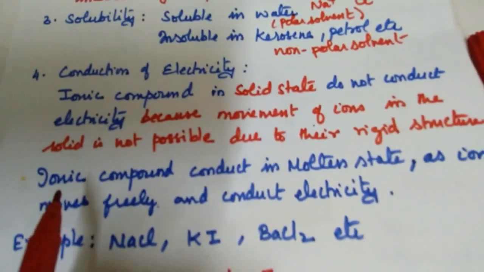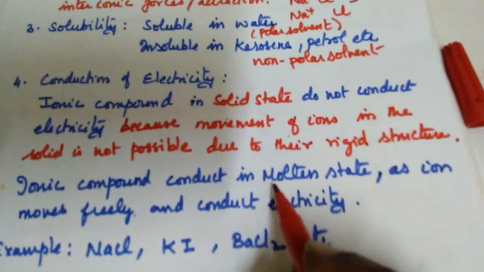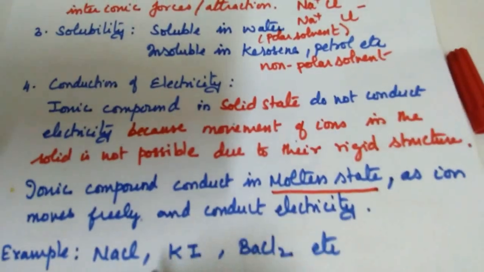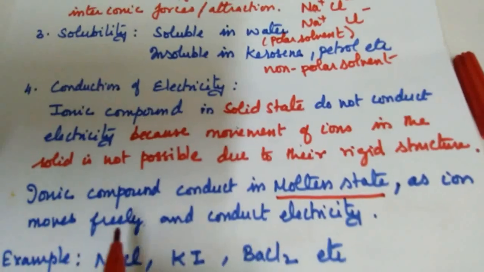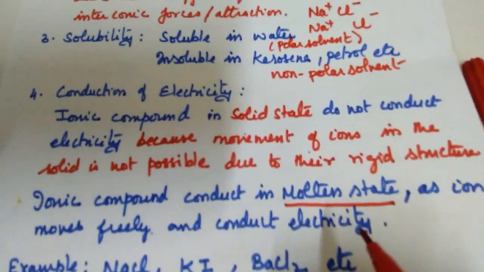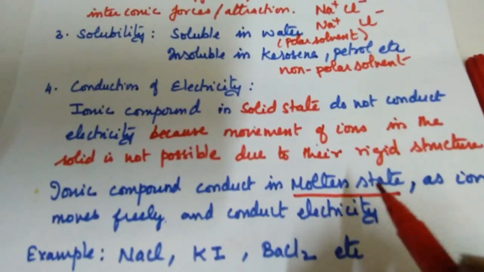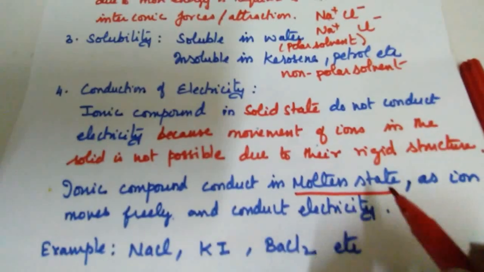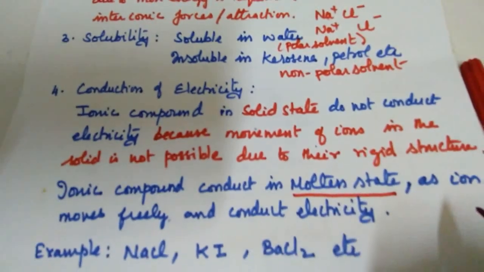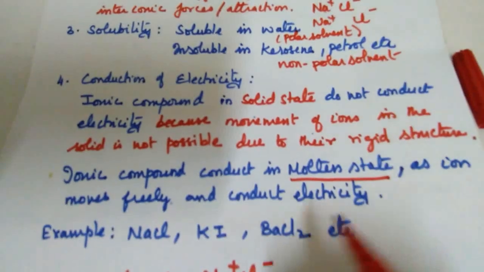Ionic compounds conduct in the molten state. They conduct in the molten state as ions move freely and conduct electricity. So they conduct in molten state and they also conduct in solution state, right? In solution they form Na plus and Cl minus ions. Definitely they will be conducting.